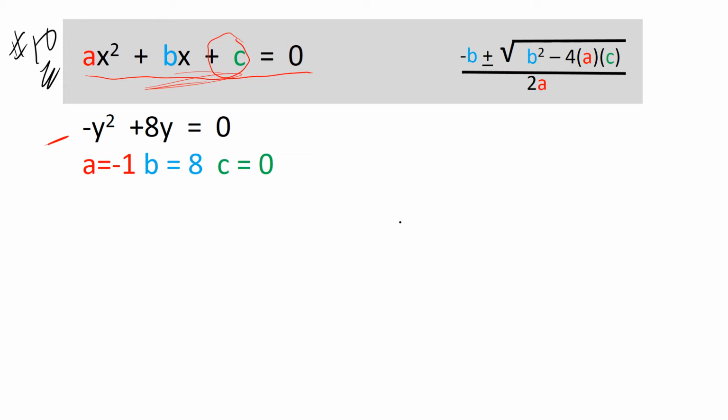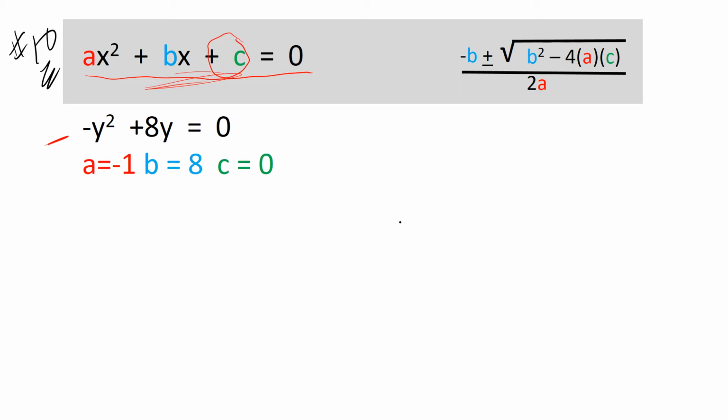So now, just trying to find the values: a is equal to negative 1. Remember, that's the coefficient of the y squared. b is 8, and c, like we said, since it's not present there, we'll use 0 for that value. So now we just need to plug all these into the formula and see what we get.